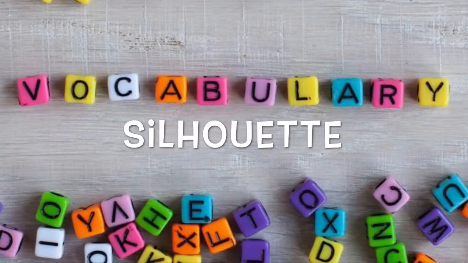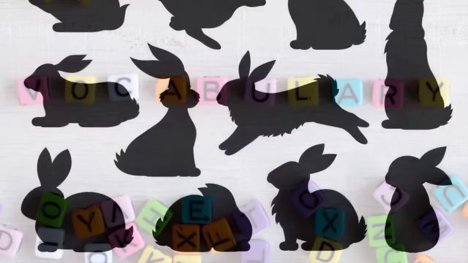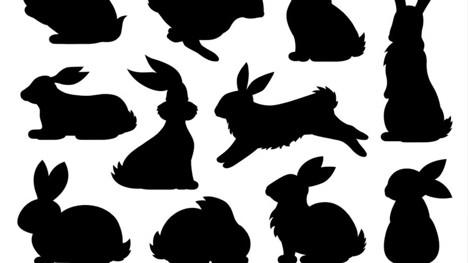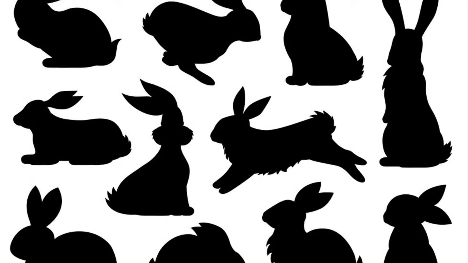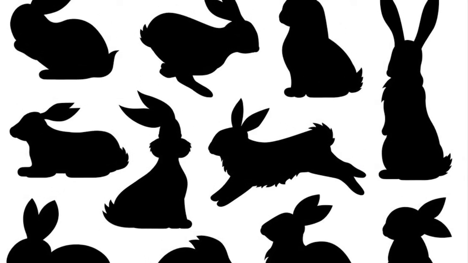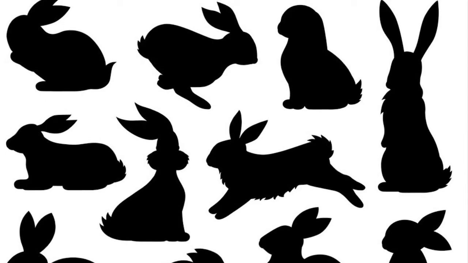Let's kick off this project with a little bit of some vocabulary, starting with our first word, which is silhouette. A silhouette is a dark shape or an outline of something or someone. There are no details inside of it. It's typically all just colored in black. For example, here are some silhouettes of some bunnies. You can tell they are all bunnies. We can see by the outline, but there are no details inside. It is just all colored in black.